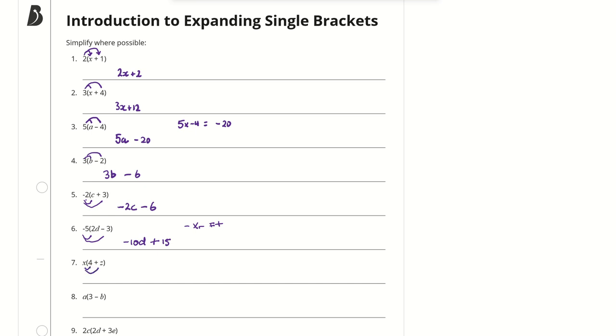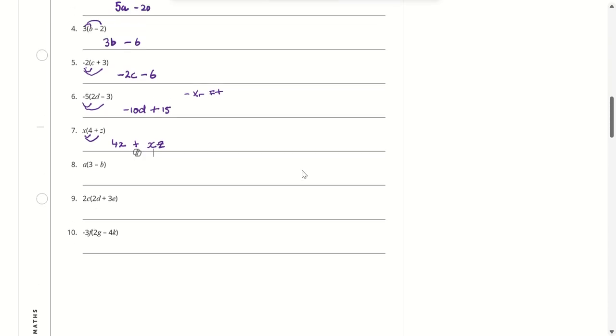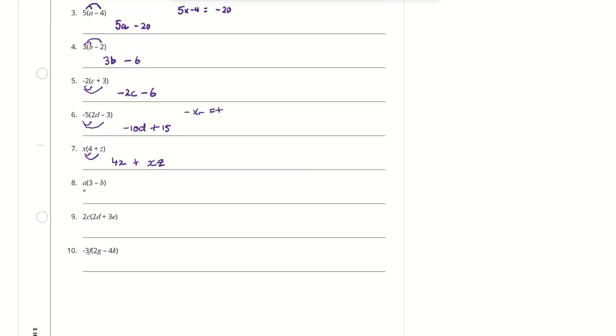X times 4 is 4x, and x times z, well, we just write in algebra as xz. Okay, and 3 times a is 3a, and 3 times a times minus b is minus ab. 3a minus a times b is ab in algebra.